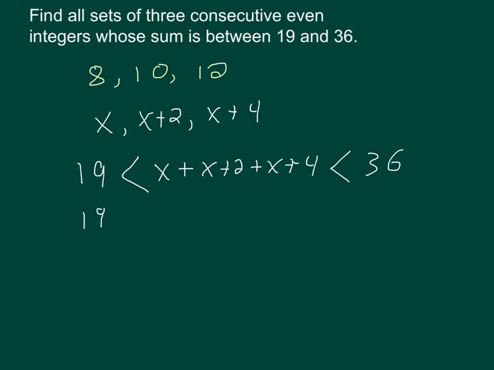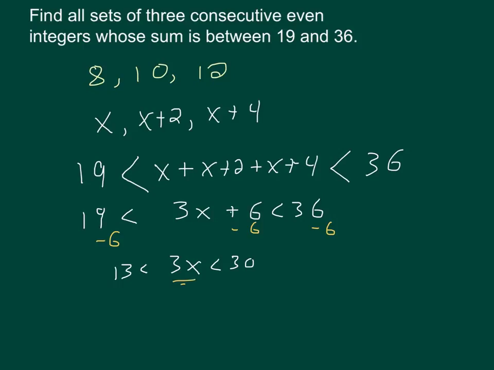Alright, so then I've got 19 is less than, I'm just going to simplify my interior. That's 3x plus 6 is less than 36. And rather than splitting, I'm just going to subtract 6 from all 3 sides, the left side, the right side, and the inside. That leaves me with 13 is less than 3x, which is less than 30.